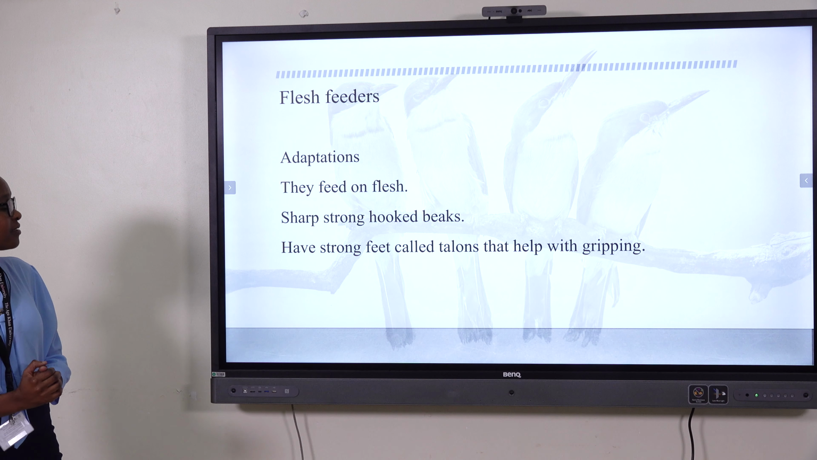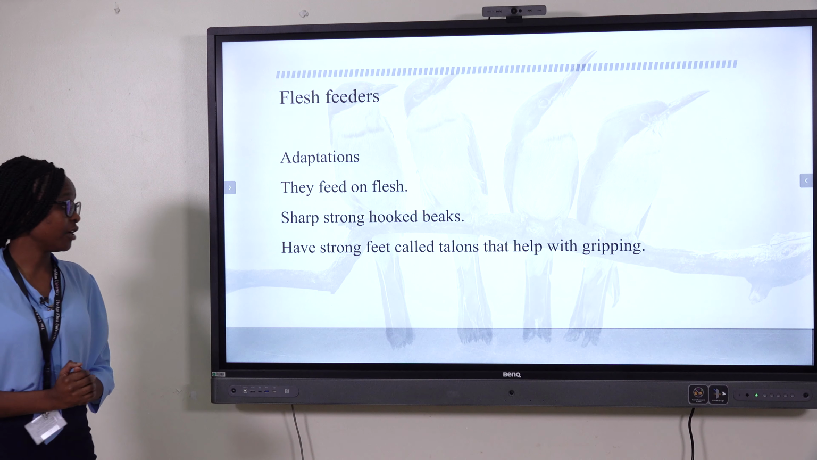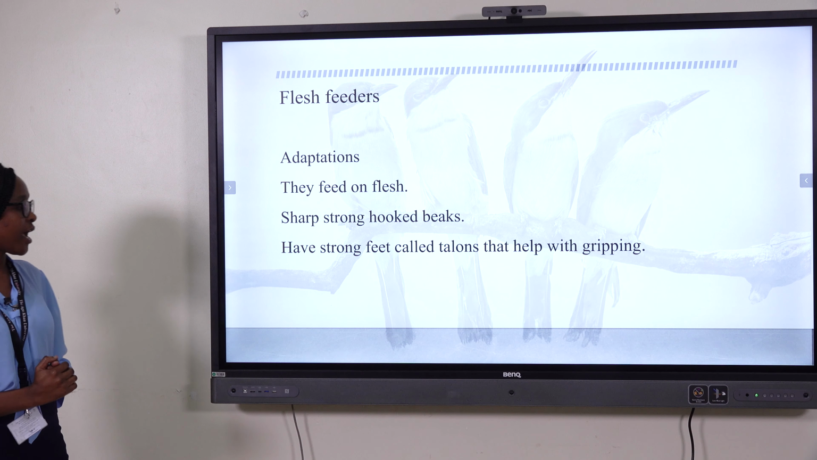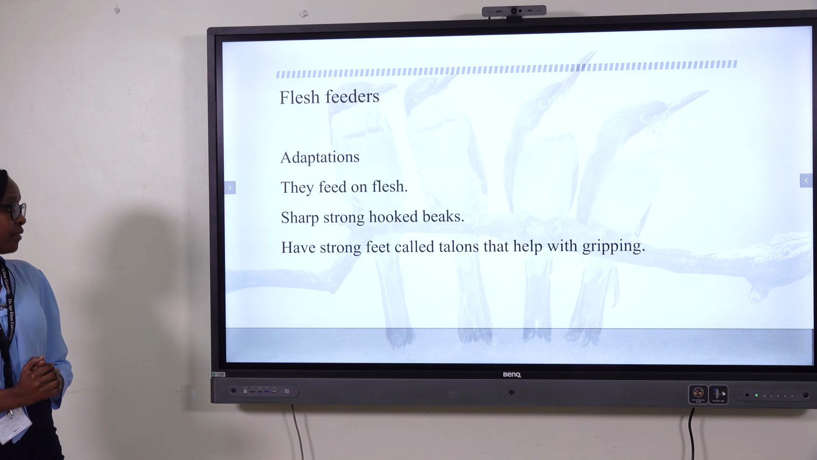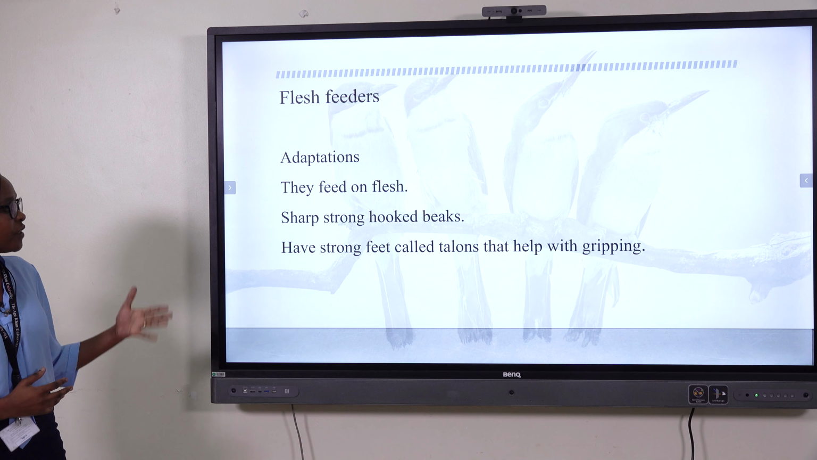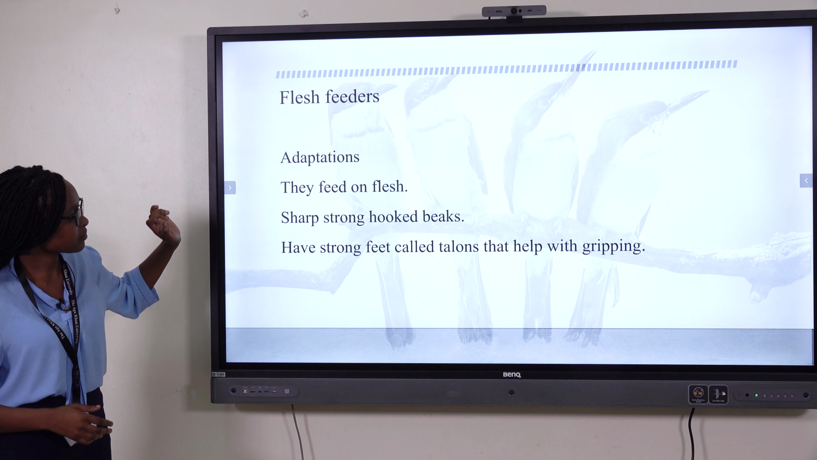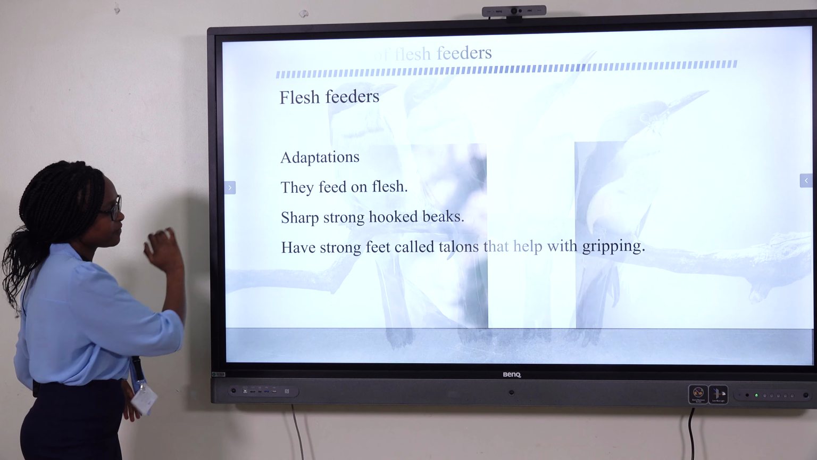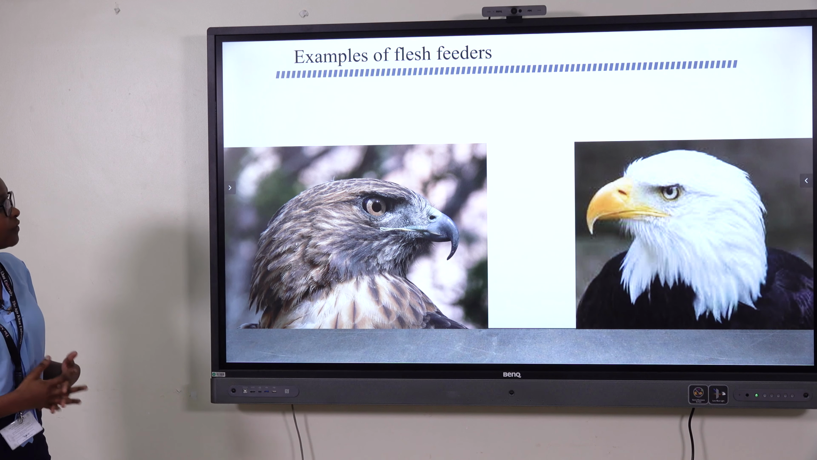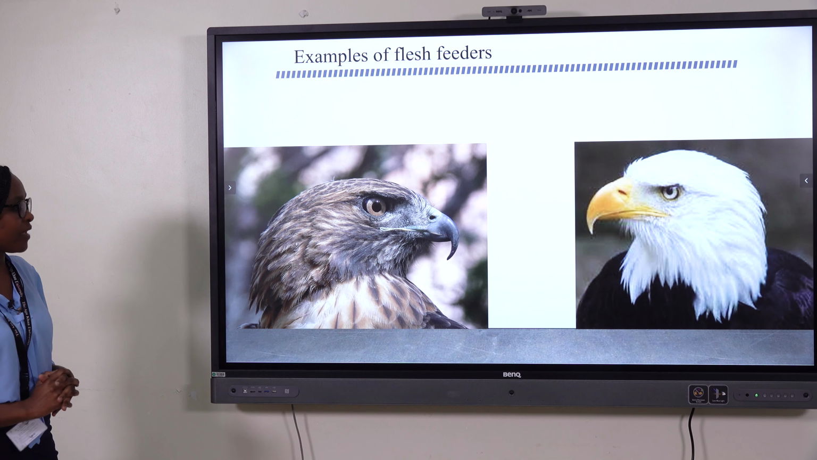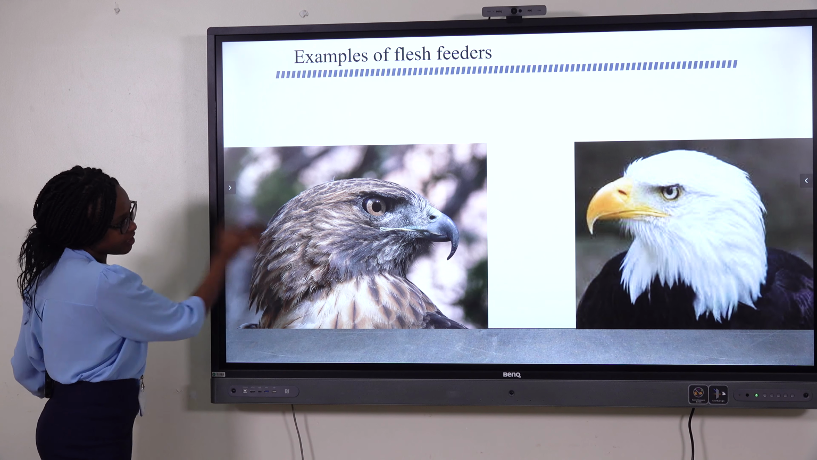These flesh feeders feed on flesh. The few adaptations we have here today are that they have strong and sharp hooked beaks. They also have very strong feet that help them with gripping, and these feet are called talons. I also have some examples there of the beaks of these flesh feeders. You can see the way they are hooked, so that they are able to tear flesh easily.